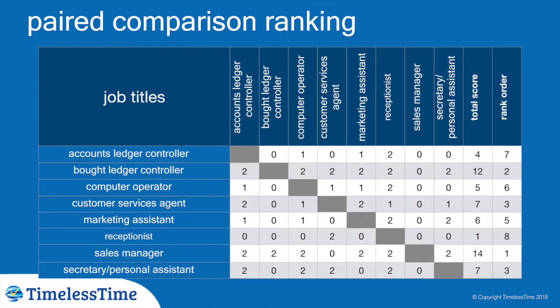Again, accounts ledger, is it bigger, equal, or smaller than the receptionist? It's bigger, score a 2. And so we codify this comparison between the pairs. We can then add up a total score on the right and prepare a rank order. And we'd expect again the pay that we pay in the company to then follow that rank order.